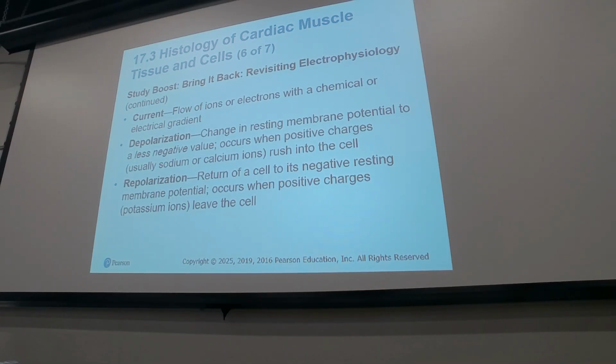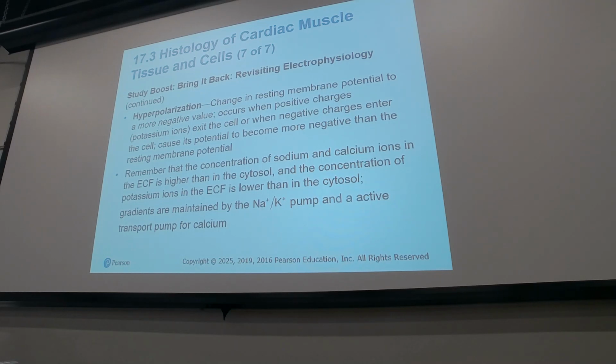Okay. So that's usually when potassium ions leave the cell. Potassium ions are positively charged. Hyperpolarization, when you have less than usual, when you have more negative voltage in your cells. And this can be because your potassium channels remain open longer than usual and you have more exiting of this potassium. Can that return to normal? Yes.